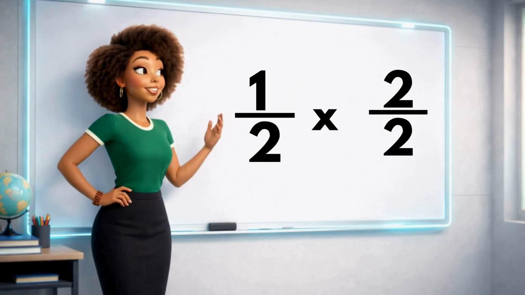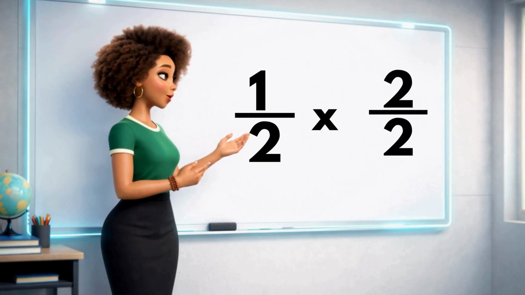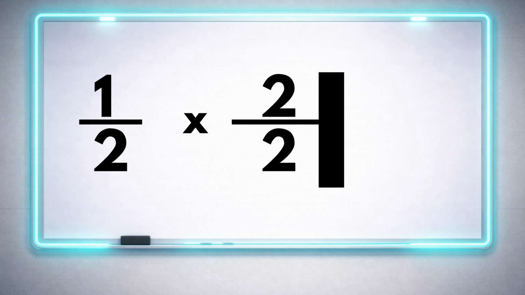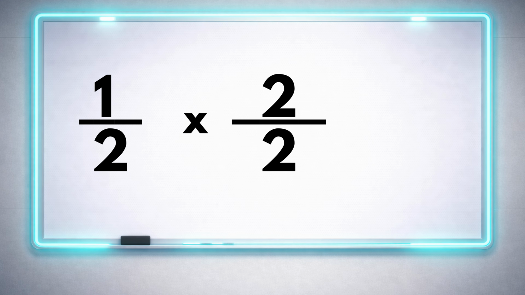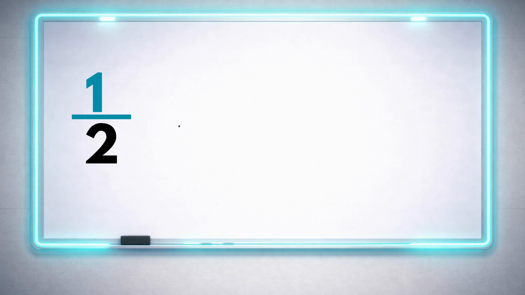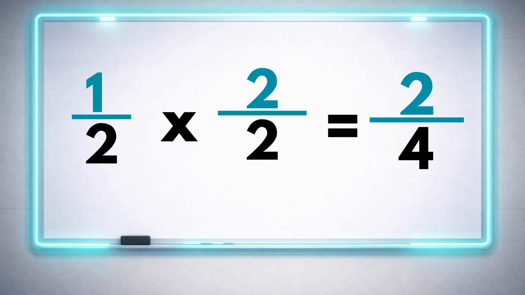Here's how we do it. To create an equivalent fraction, multiply the numerator and the denominator by the same number. If you multiply the top, you must multiply the bottom. 1/2 times 2/2 equals 2/4.